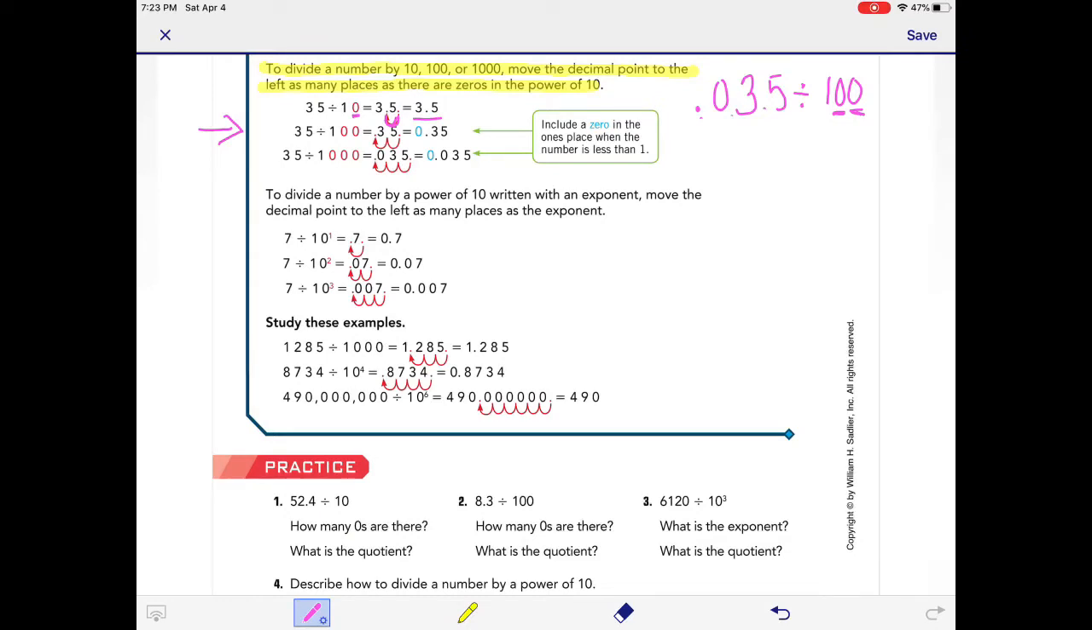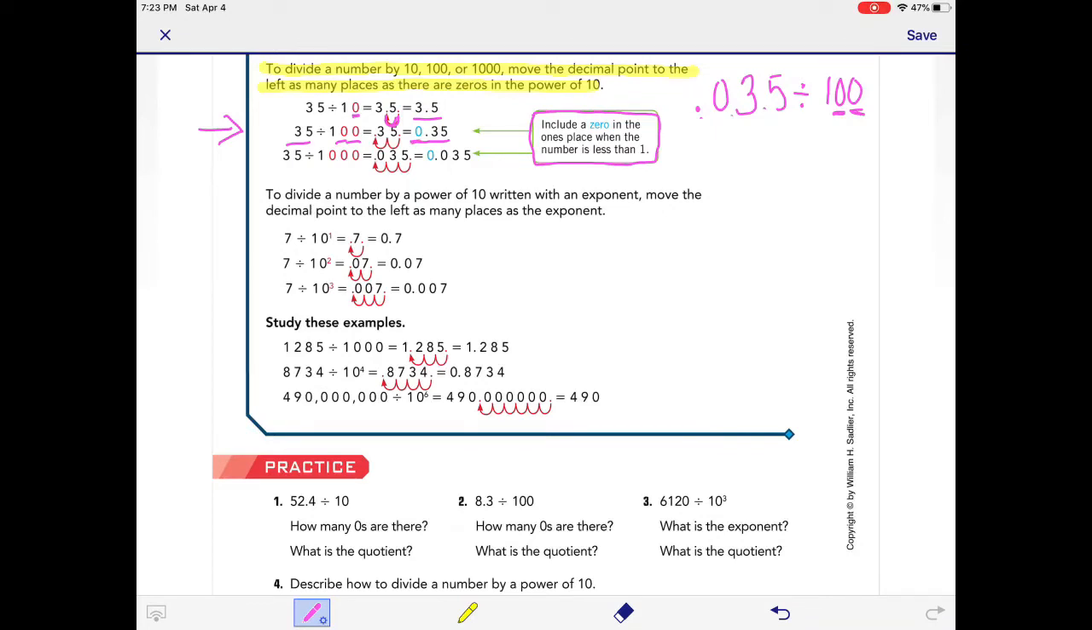That makes sense because we're dividing. If you take 35 and divide it by 100, there are 2 zeros, so we move it over 2 spaces and you end up with 35 hundredths. They give a little reminder here, which we've already talked about. We never want to write a decimal point as the first thing. You're always going to want to add this 0 right here.